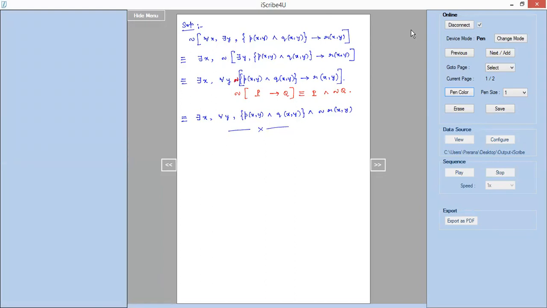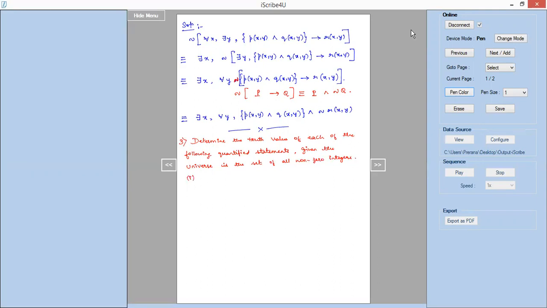Third problem. Determine the truth value of each of the following quantified statements, given the universe is the set of all non-zero integers.